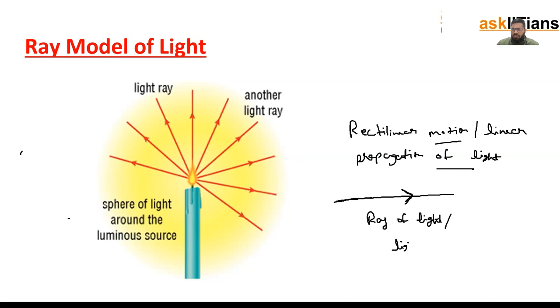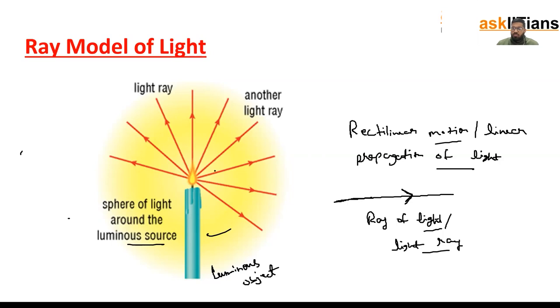Either ray of light or you can simply say light. Okay. So as you can see, this is a candle. Candle is a luminous object because it has its own light. So here you can see a sphere of light around the luminous source. So this is a luminous source, the candle. It is spreading light in all directions. Yes or no?